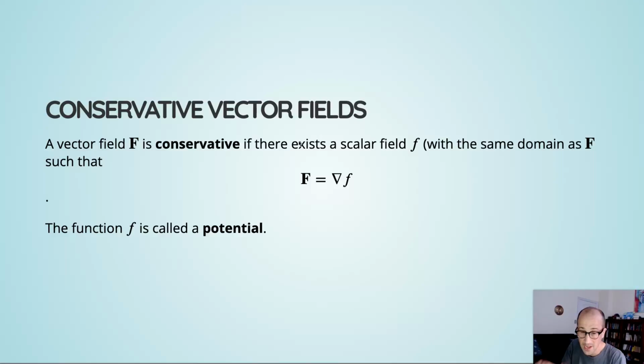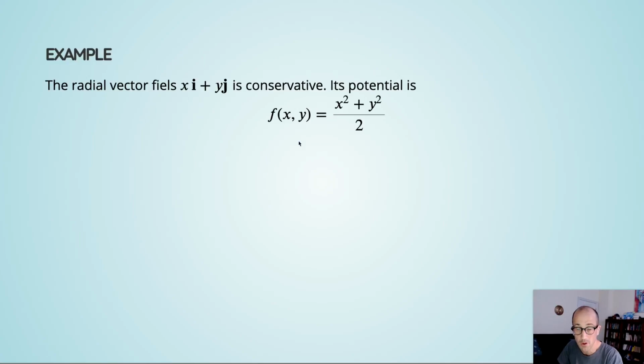So lock that definition away. When you hear the word conservative, think gradient. Just put those two together in the context of this class. It can mean other things in other classes, where we'll see where the word comes from, what gets conserved by conservative vector fields. That's coming soon.